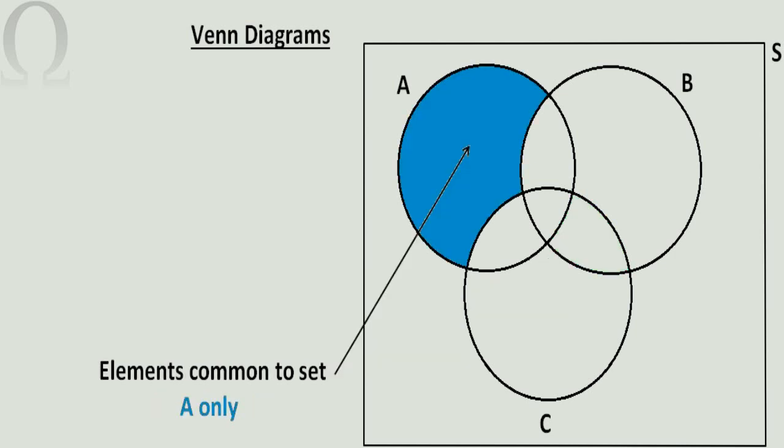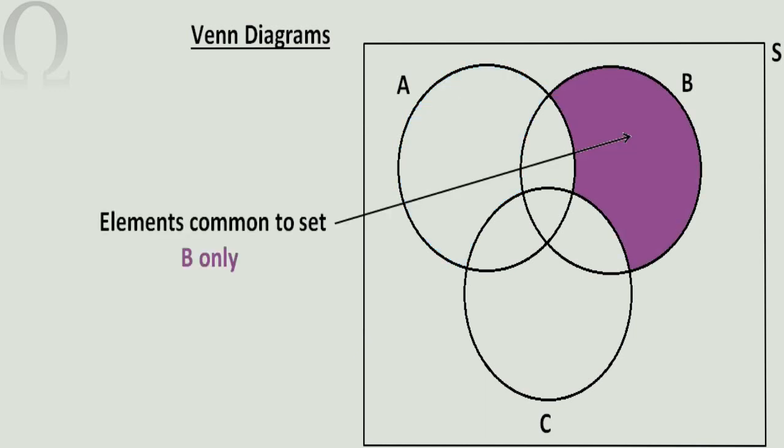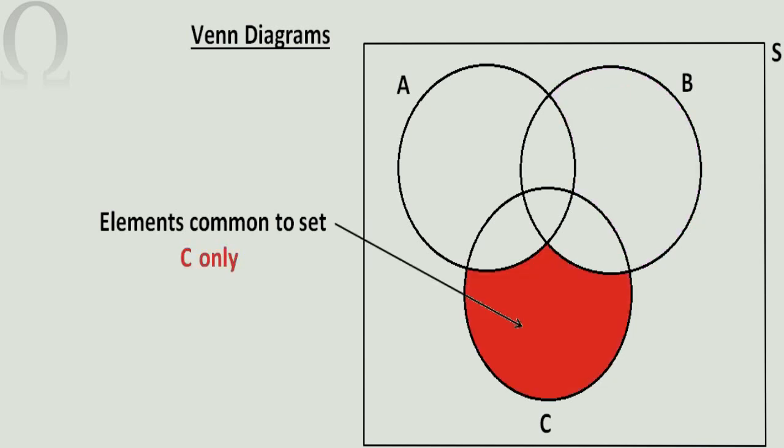The light blue shaded area represents only the elements contained in set A. In other words, there are no elements of set B and C in this space. The dark purple shaded area represents only those elements contained in set B. And the red shaded area represents only those elements contained in set C.